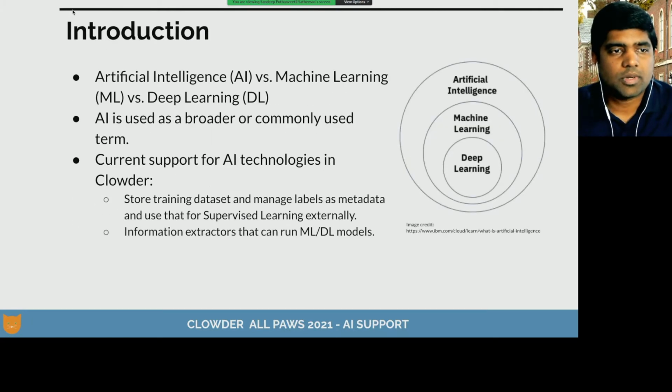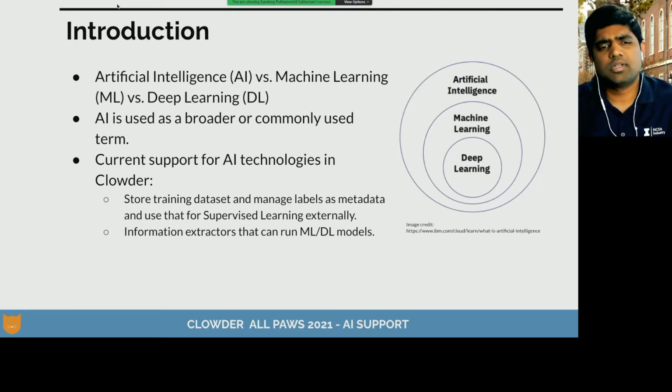So I think the titles can be a little bit misleading. When we say AI, actually there is a difference between AI, machine learning, and deep learning, and I think many of you, if not most of you, would already be aware of that. So here when we say AI, we are referring to AI as a broader term that is more commonly used these days.